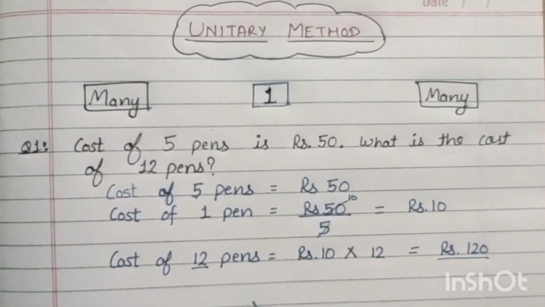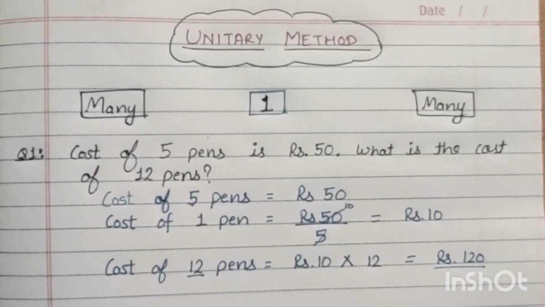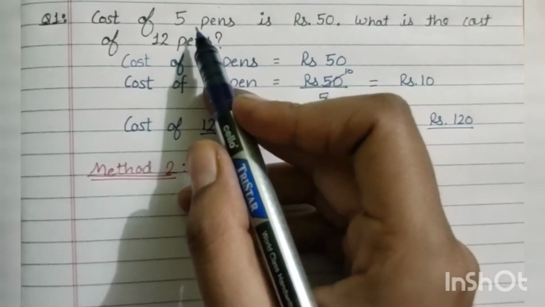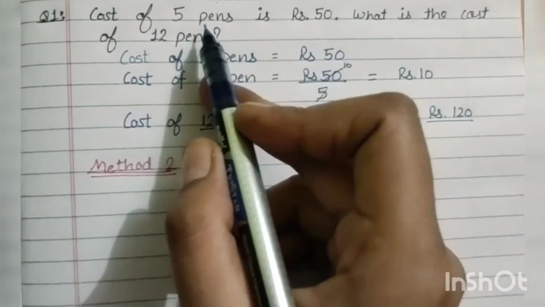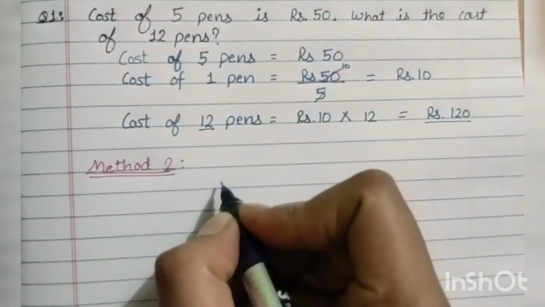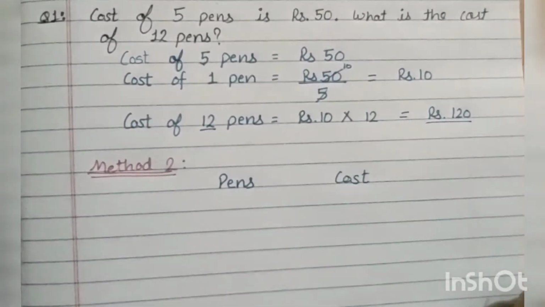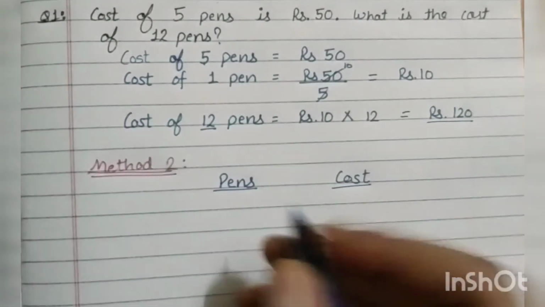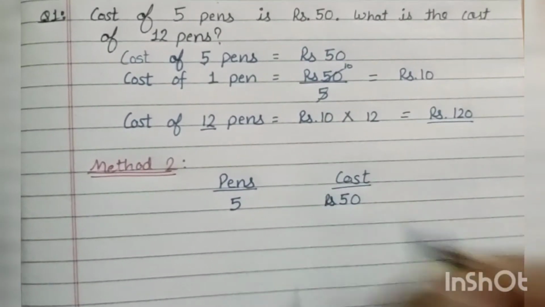Now I will tell you another method to solve the same problem, and this method is going to be very easy. So let's see. In this method, let's start with the statement first. Cost of 5 pens is rupees 50. So we have two things, pens and its cost. So here we will write pens and cost like this. Now cost of 5 pens is 50, so we will write 5 pens and cost is rupees 50.